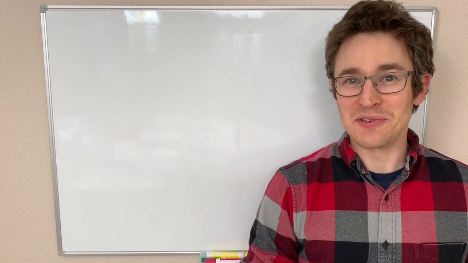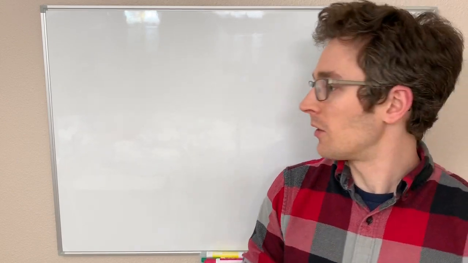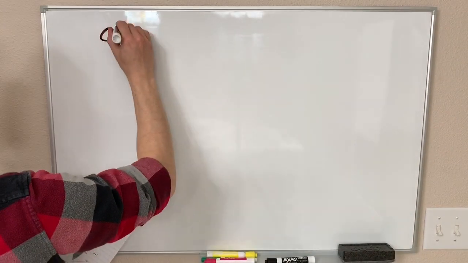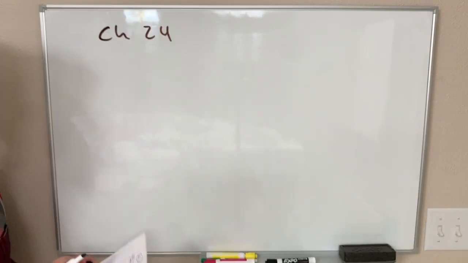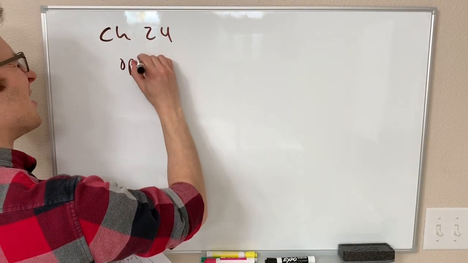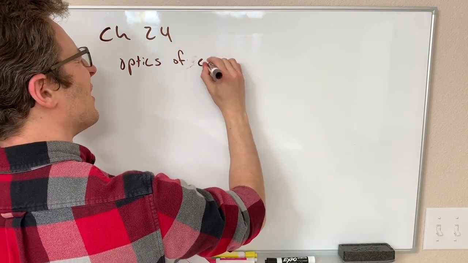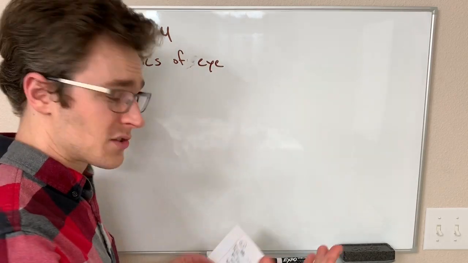All right, welcome back to Physics 210. At our last lecture, we talked about a few things from chapter 24. Chapter 24 was called Optical Instruments. And so we talked about the optics of the eye, including corrective lenses, how glasses work.